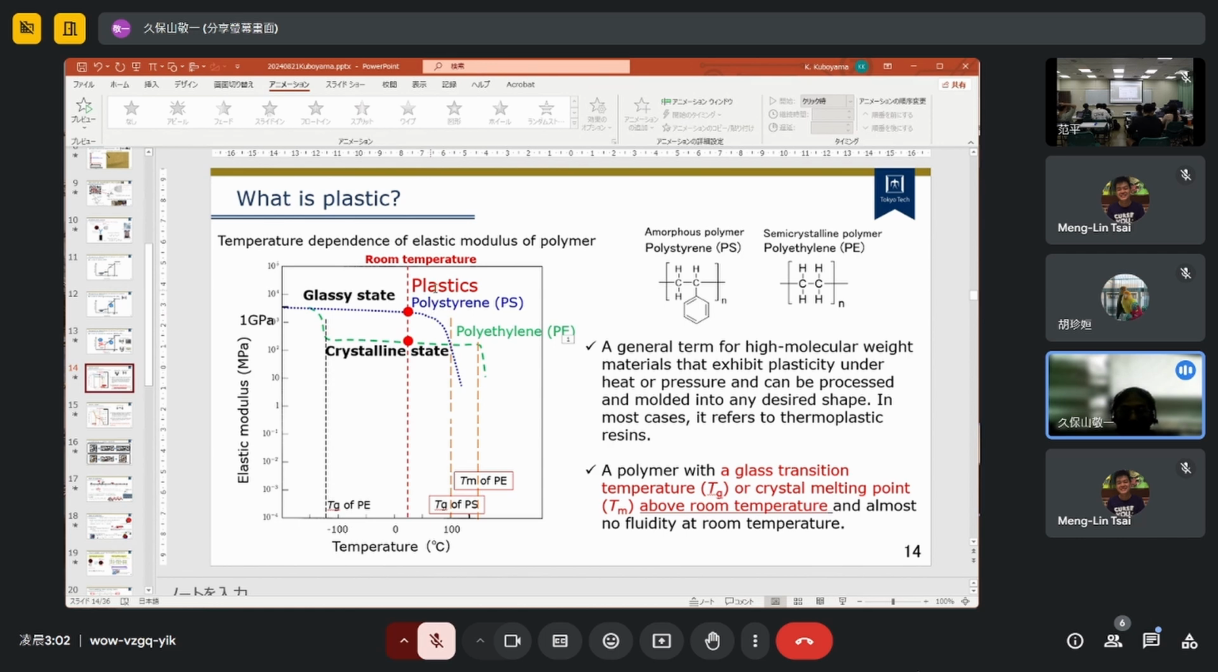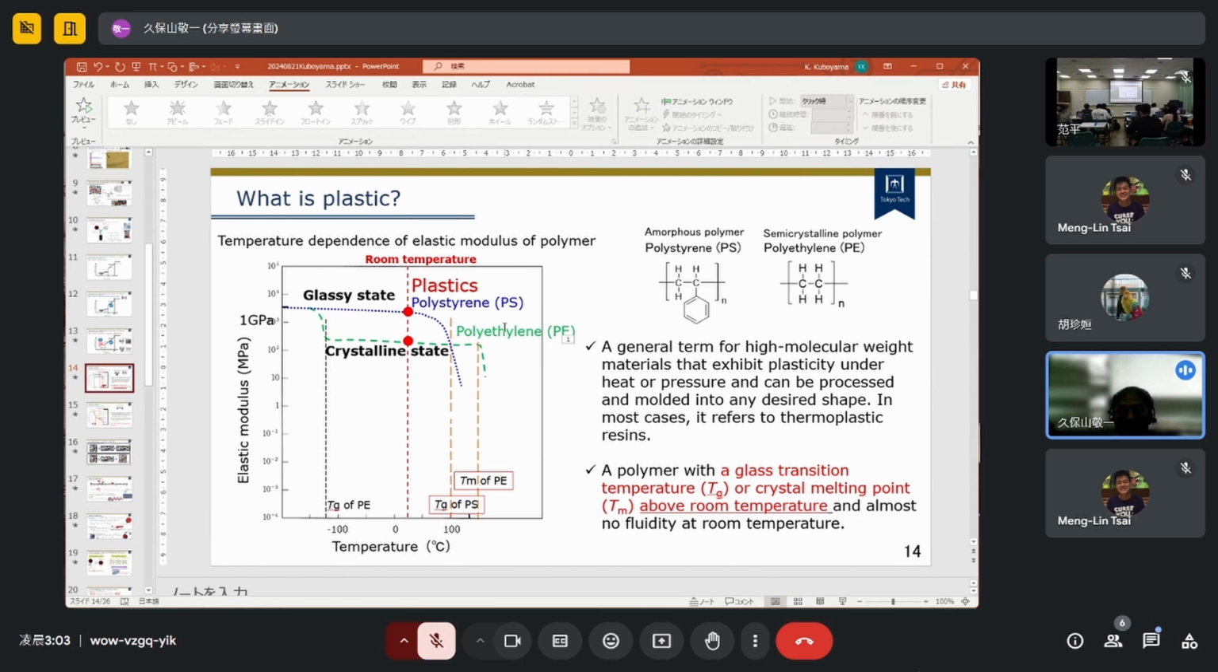Such a polymer is called plastics. At room temperature, the sample is a solid state, but at a temperature higher than the Tg, it can change its shape; it is plasticized at around the Tg. So that is called plastics. And that is amorphous in the case of an amorphous polymer.